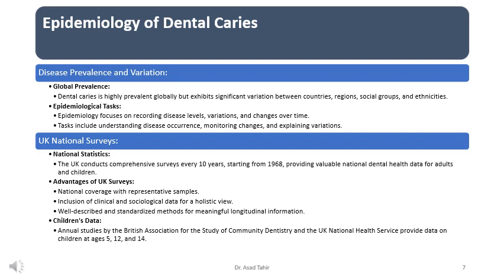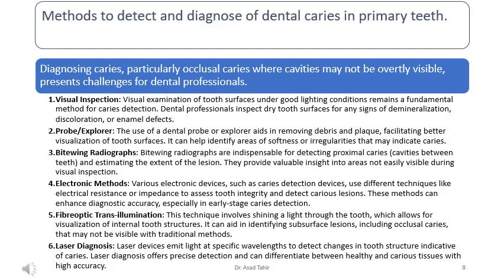Children's data. Annual studies by the British Association for the Study of Community Dentistry and the UK National Health Service provide data on children at ages 5, 12, and 14. Methods to detect and diagnose dental caries in primary teeth.